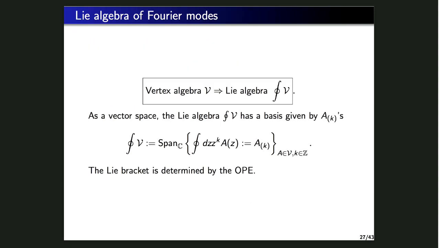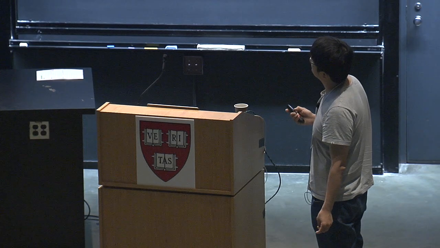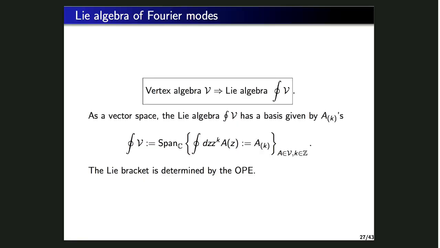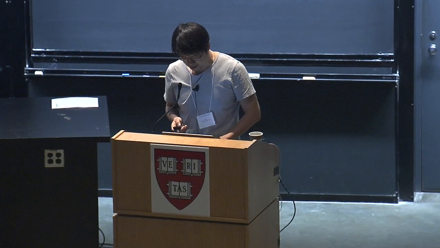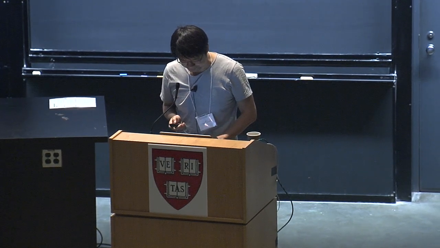And from any kind of vertex algebra, you can get a Lie algebra. And this Lie algebra is given by all the Fourier modes of these vertex operators. For example, as a vector space, this is spanned by all the possible choices from these vertex operators, and you look at all the Fourier modes. And there's a very explicit Lie bracket, which is completely determined by the OPE. So this is a very straightforward construction. This gives rise to some kind of current Lie algebra.